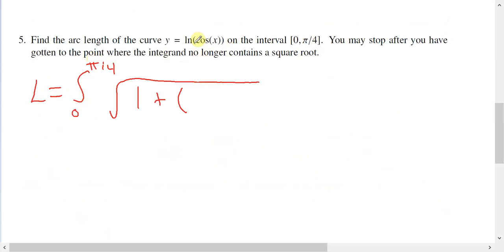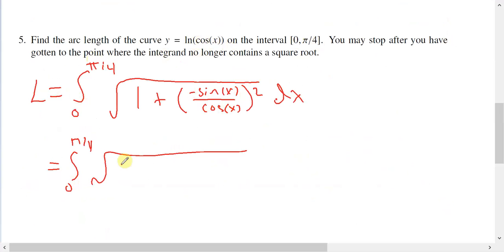When you do the chain rule for natural log, it's the derivative of what's inside. Well, the derivative of cosine is minus sine divided by what's inside, which is cosine. And then we square that from the formula for the arc length. So there's the setup. And then I have a little bit of work to do to figure out how to get rid of that square root. So let's see, that's 0 to pi over 4. Sine over cosine is tangent. So what I really have here is just tangent squared.